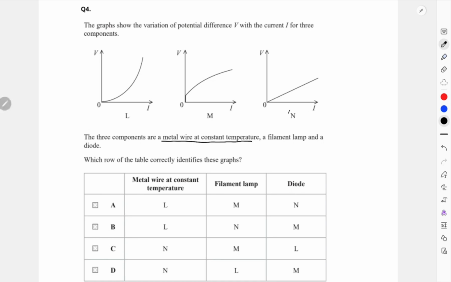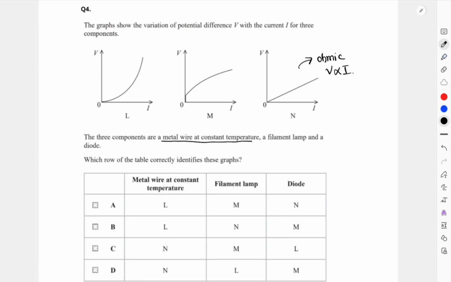And we can clearly see this one is that one, right? Only in the graph for N, the graph was a straight slant line between the voltage and current, right? So only this one shows the ohmic conductor where current and voltage are directly proportional. So we can write this is directly proportional. So obviously this is the graph for the metal wire at constant temperature.